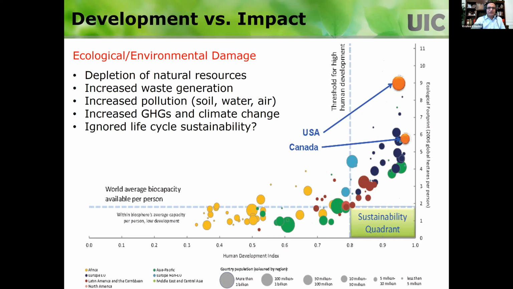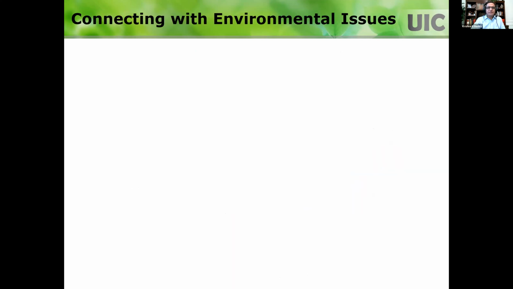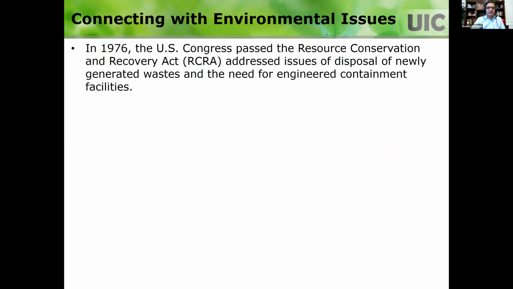Particularly, we should be paying attention to any kind of environmental issues that we're going to bring in while developing the infrastructure. So this is where a lot of initiatives came up. In 1976, in the U.S., Congress passed a new law called RCRA, Resource Conservation and Recovery Act, that basically addressed the issues of disposal of newly generated hazardous and non-hazardous waste, and required engineered containment facilities, landfills.